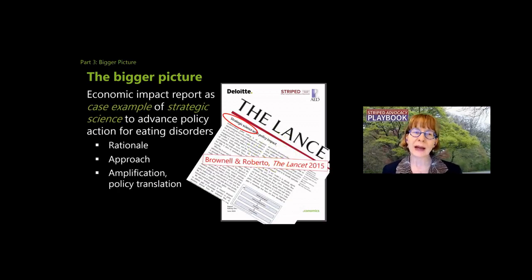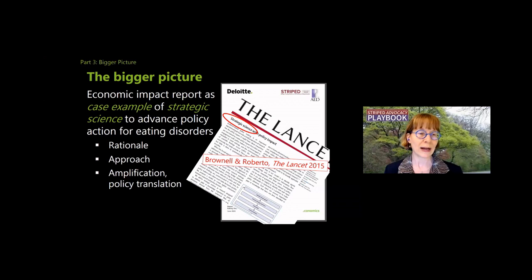So this economic impact report that I just walked you through in detail is a great case example, I would say, of strategic science to advance policy action, in this case for eating disorders. But one of the principles of strategic science that I will walk through now can be applied in any domain. So other issues that may be the important issues to you that you care about most, these principles could apply in that situation just as well.